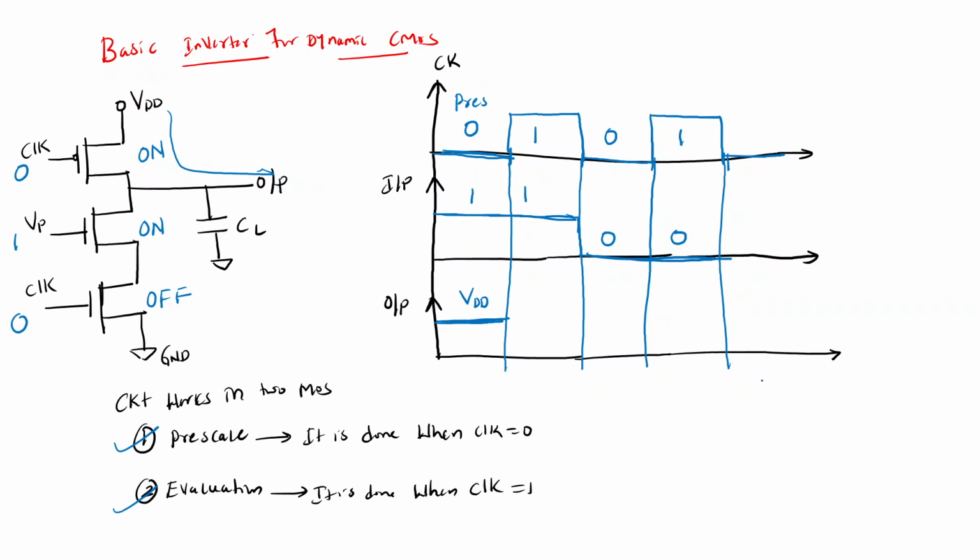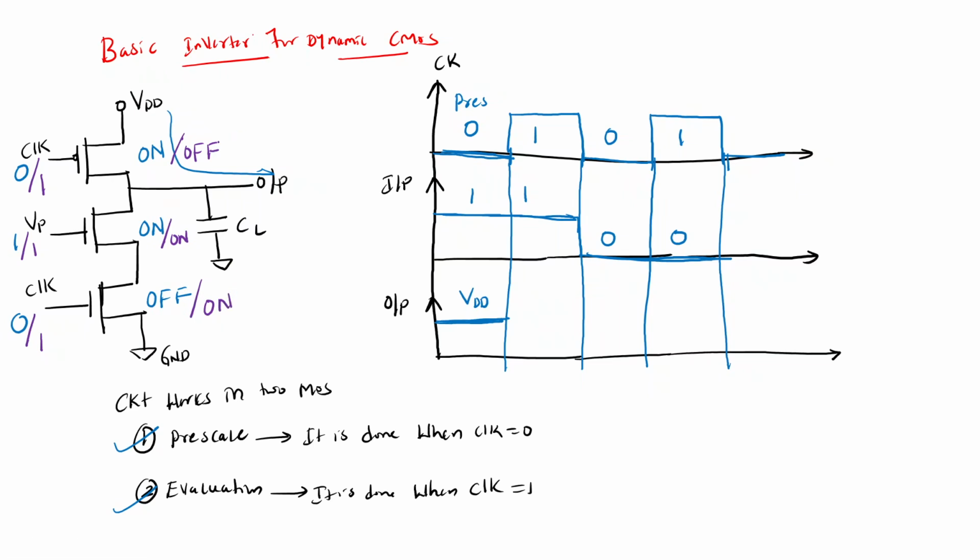Okay, so when the clock is 1, what happens? Here the input is 1 and the clock is 1. What happens here? The PMOS will be off, and this will be on. This one will be on, and next this one will be on.